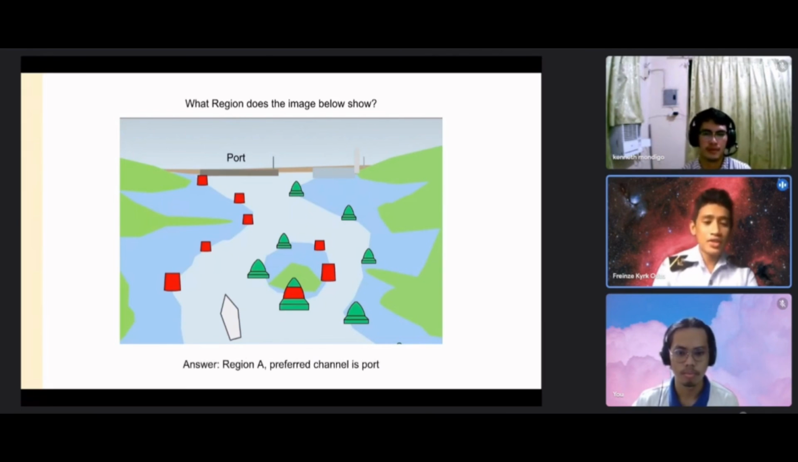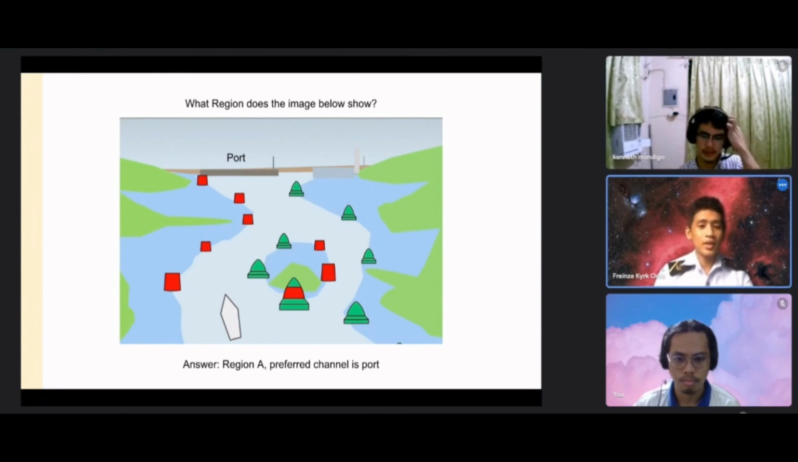So for those who have answered region A, you are correct. Why? Because it is region A because the ship is going inbound. And on her port side, we can see a lateral mark with color red. And at the center, we can see the lateral mark in the preferred channel, which is the green, red, green conical lateral mark.